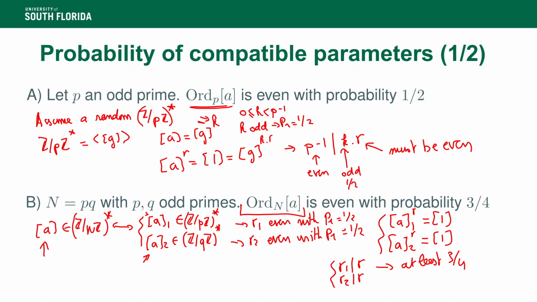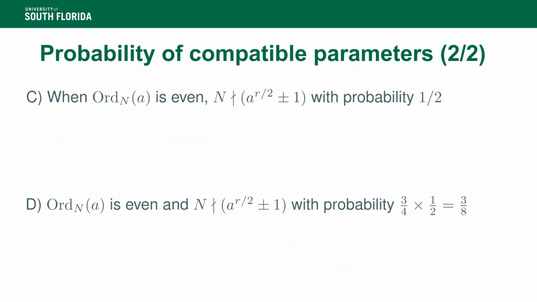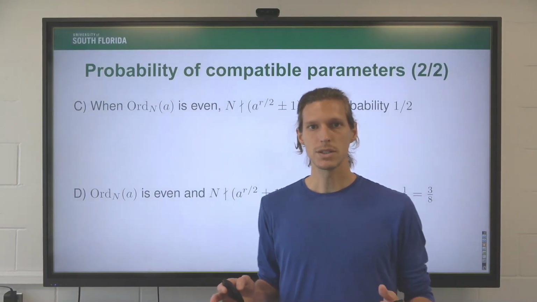Because the only possibility for us not to be able to derive from this that R is even is if R1 is odd and R2 is odd, which happens with probability 1/4. Otherwise, in any other possibility, R is divisible by an even number, which is either R1 or R2. So now we know that the order of A mod n is even with probability 3/4, which was our first condition.